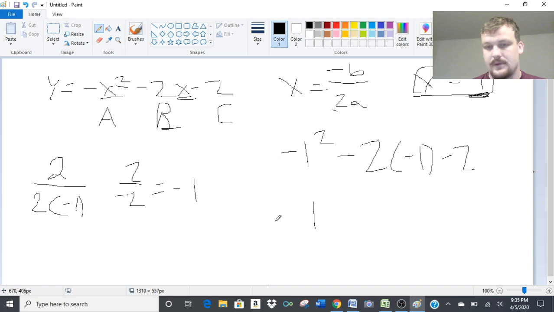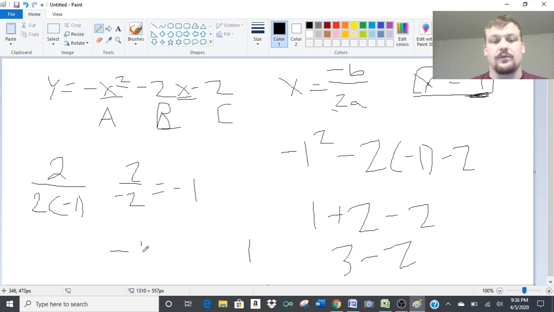All right, -1 squared, -1 times -1, is 1. Negative 2 times negative 1 is positive 2. And you just bring down the negative 2. So 1 plus 2 is 3, and 3 minus 2 is 1. So our ordered pair is negative 1, 1.